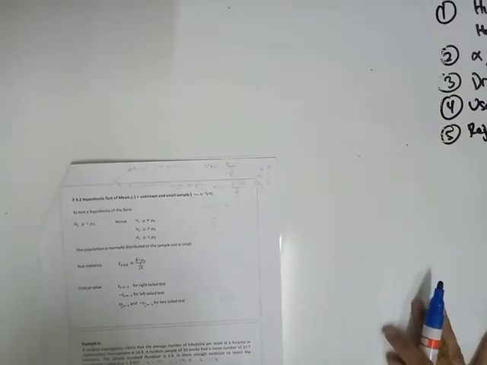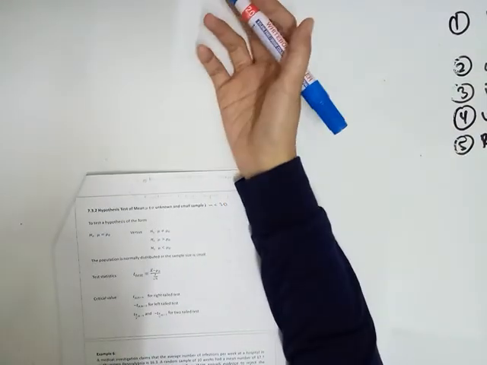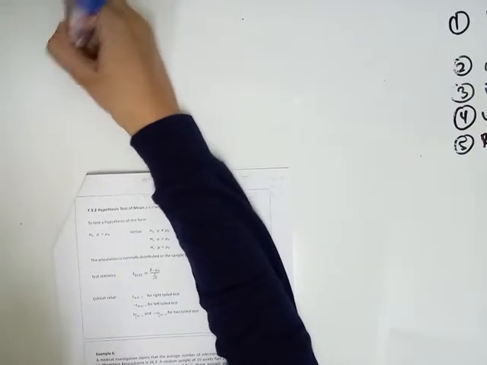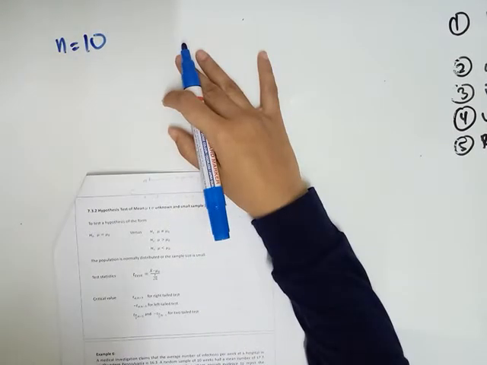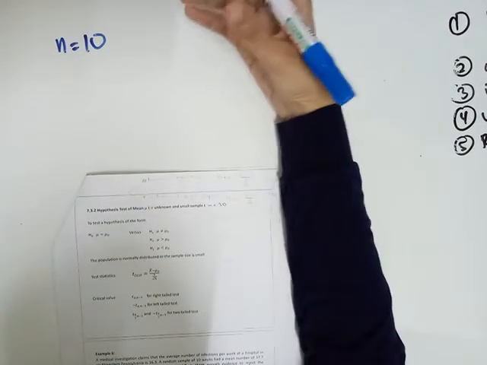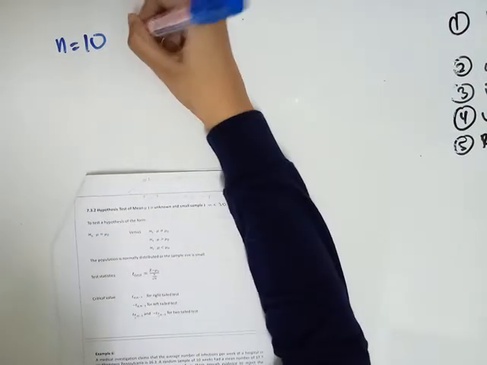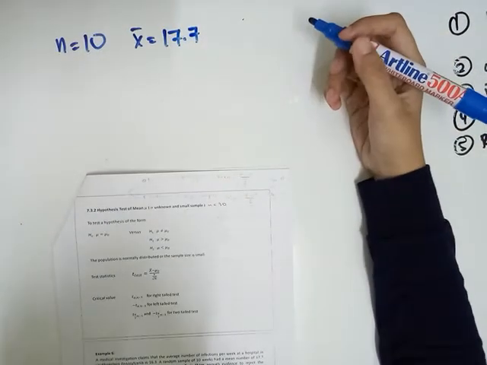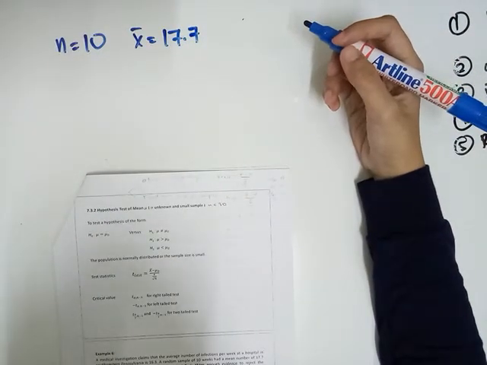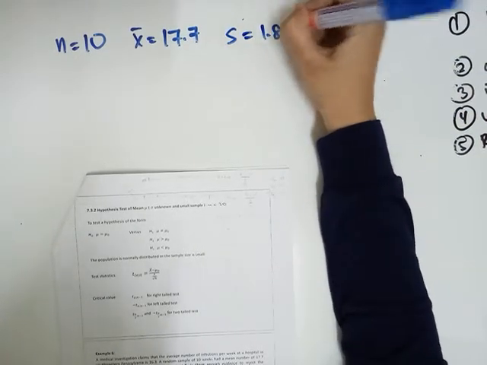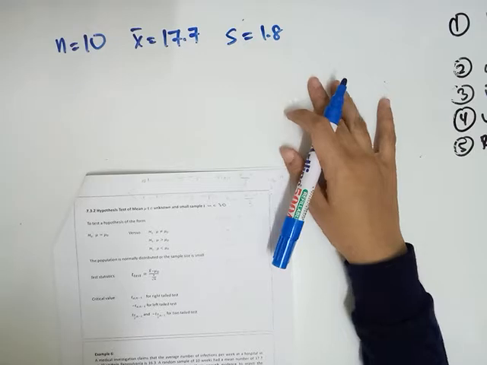First you need to write down what is given. A random sample of 10 weeks means n equals 10. It had a mean number of 17.7, that is the sample mean, 17.7. And the sample standard deviation is 1.8. Write down these first.